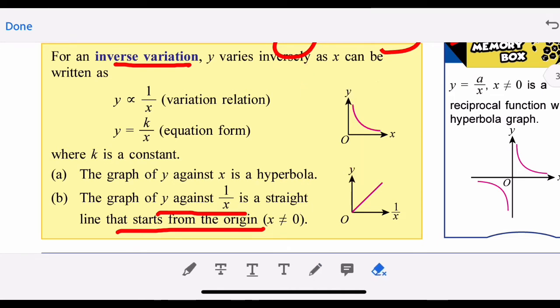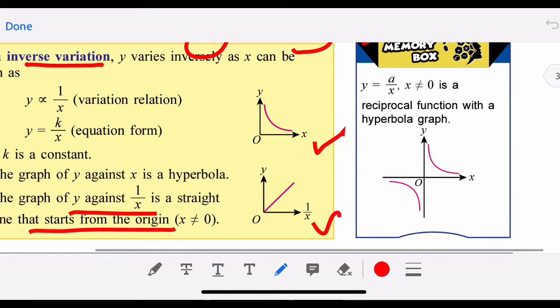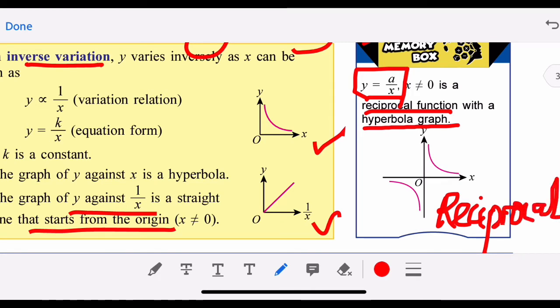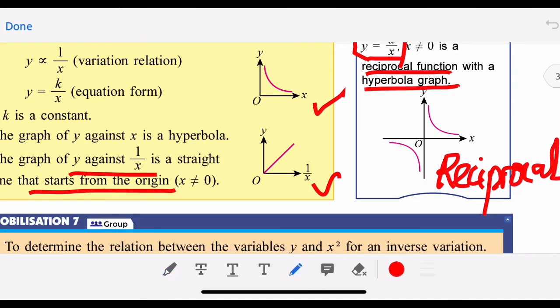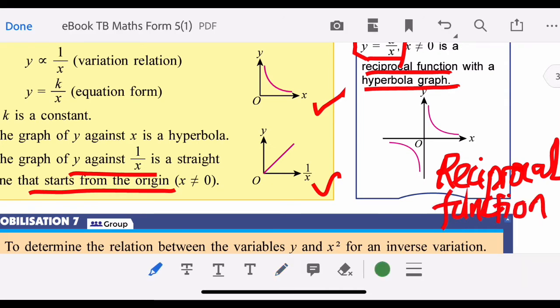So please remember, this is the graph of y against x, and this is the graph of y against 1 over x. Alright, so y equals a over x, where x cannot be equal to 0, is a reciprocal function with a hyperbola graph. So this is called a reciprocal function, and the shape is a hyperbola. You have to memorize the shape and the name of the function.